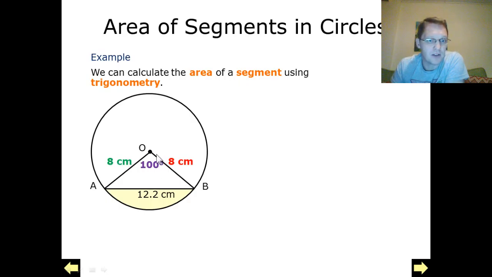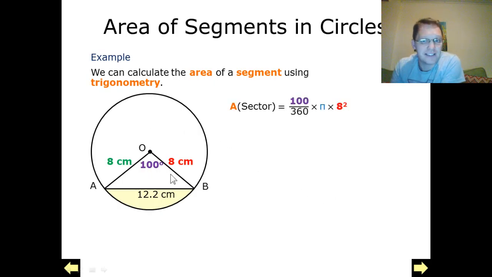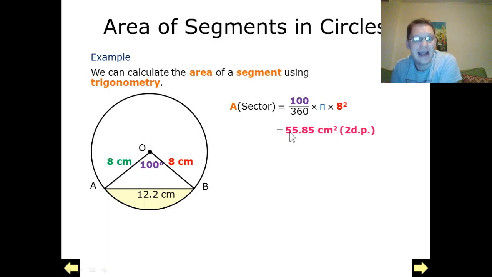So we've got radius lengths of 8 centimeters, an angle size of 100 degrees, and our length of the base of our triangle here of 12.2 centimeters. So the area of this sector is going to be 100 divided by 360, because we're looking for this fraction of the circle, times pi times 8 squared. And that's going to give us, when we put this into a calculator, an area of 55.85 centimeters squared to 2 decimal places. And that's the area of all of this.